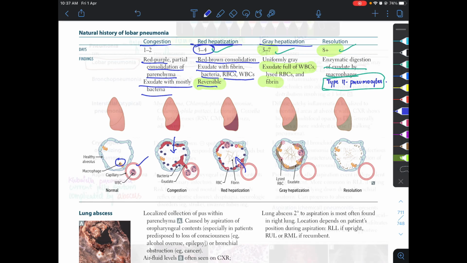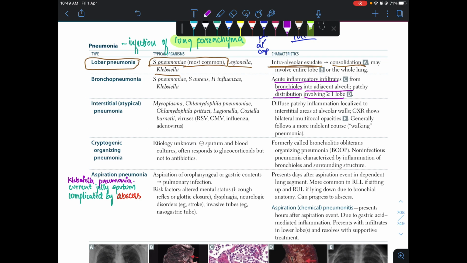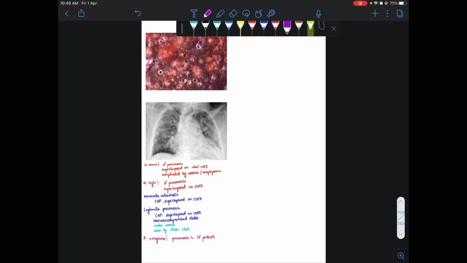Next we have bronchopneumonia. Here acute inflammatory infiltrates will be in the bronchioles and will spread into adjacent alveoli. Here we see patchy distribution involving more than one lobe. The causative organisms include Strep pneumoniae and Staph aureus, H. influenzae and Klebsiella.